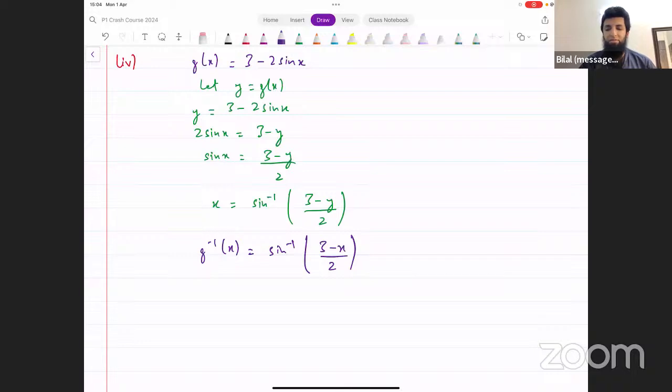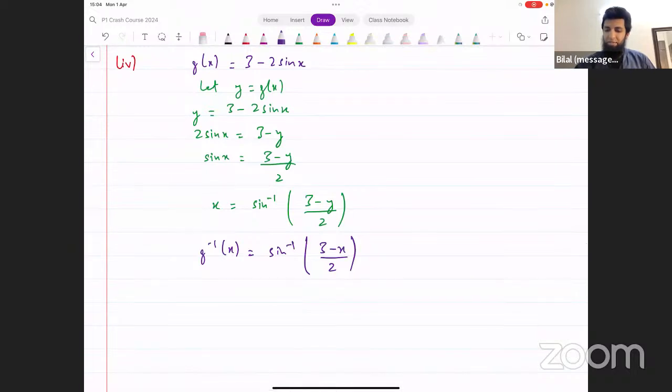Any problem with this? No, sir. Okay, let's have a look at another question now. This was question number 4 from the worksheet. Let's try another one.